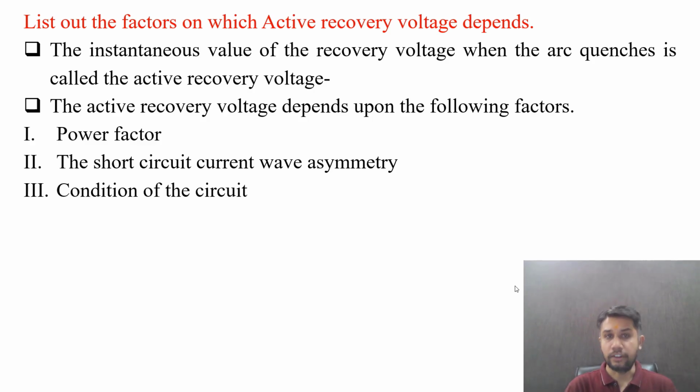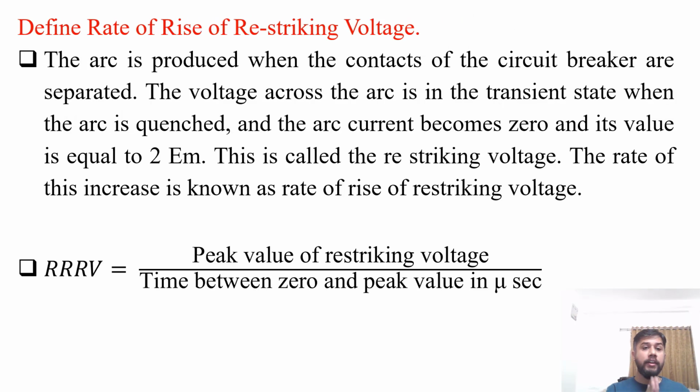List out the factors on which active recovery voltage depends. The instantaneous value of the recovery voltage when the arc quenches completely is called the active recovery voltage, and it depends on the following factors: the power factor, the short circuit current wave asymmetry, and the condition of the circuit.